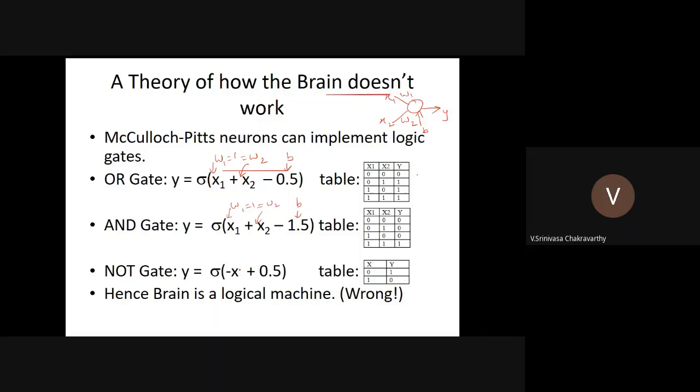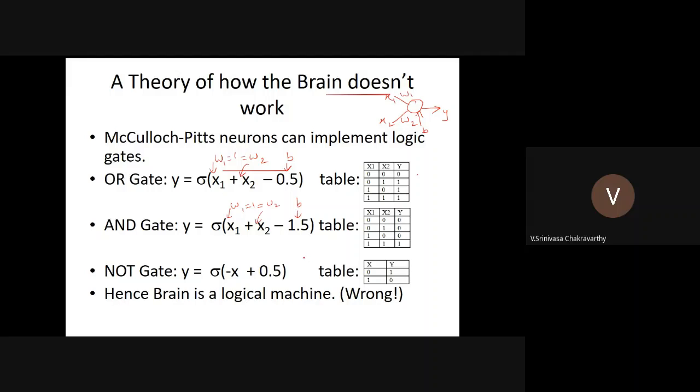And then the NOT gate is very easy, because it is just minus x plus 0.5. If x is 0, the argument is positive, so the output is 1. If x is 1, the argument is negative, therefore the output is 0. So it's a very simple case.